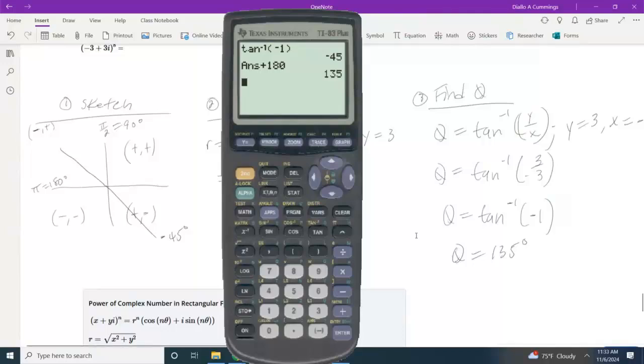I can also use a formula in the calculator. Well, let me just write down what I did. I got negative 45 degrees. I added 180, so theta is 135.